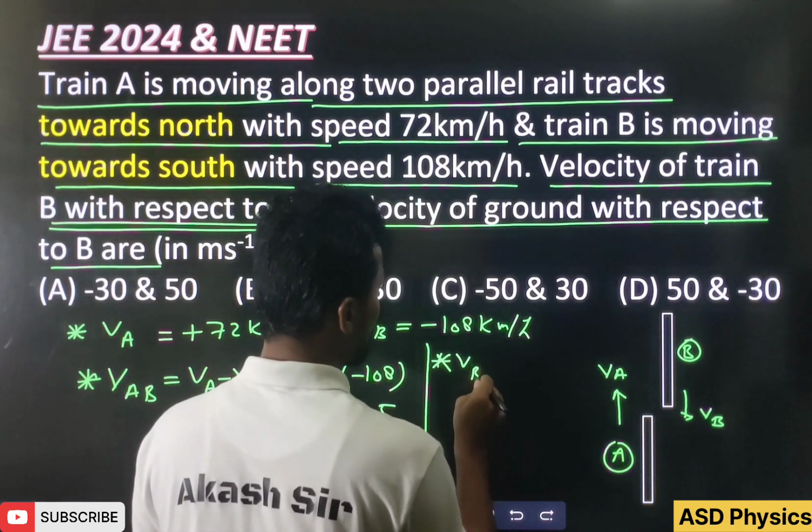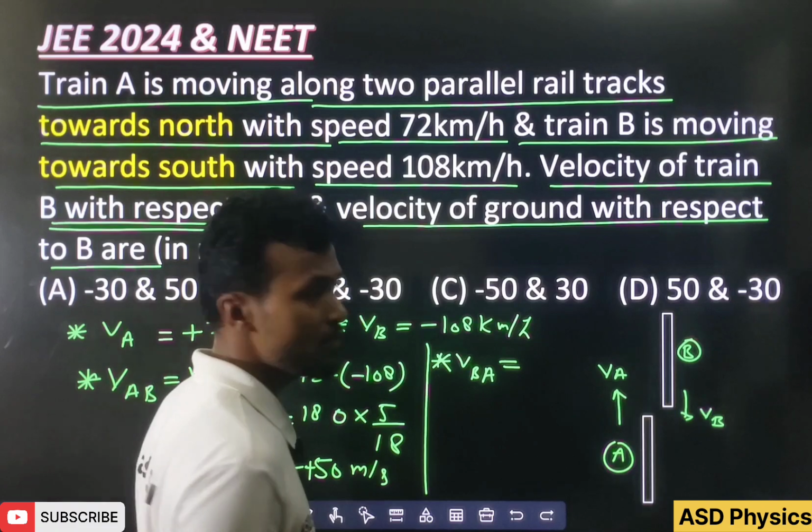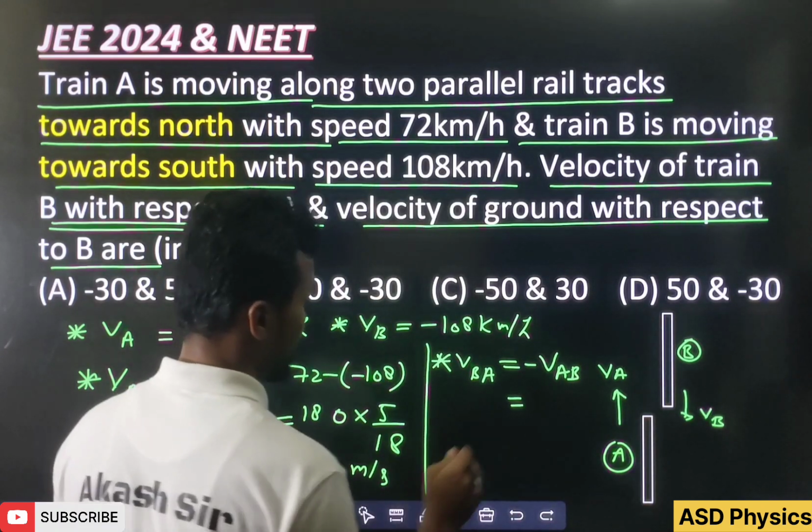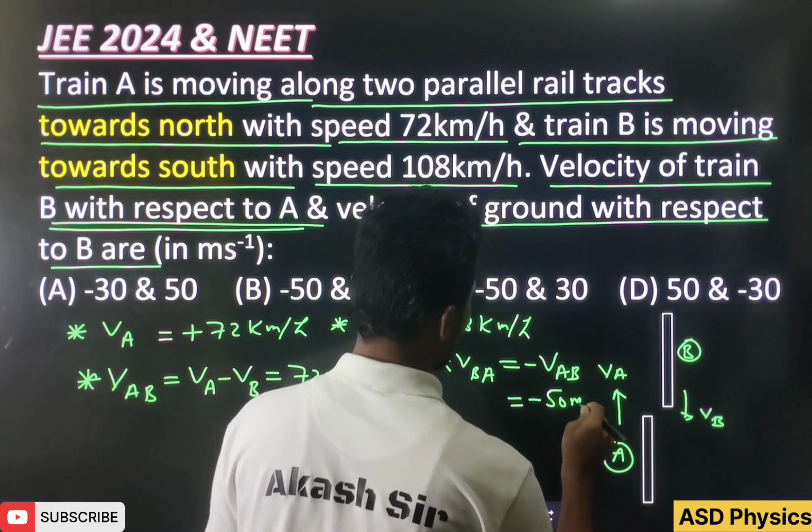Now we can understand one more concept that I forgot to tell you. B with respect to A means minus of A with respect to B. That means it will come here minus 50 meter per second.